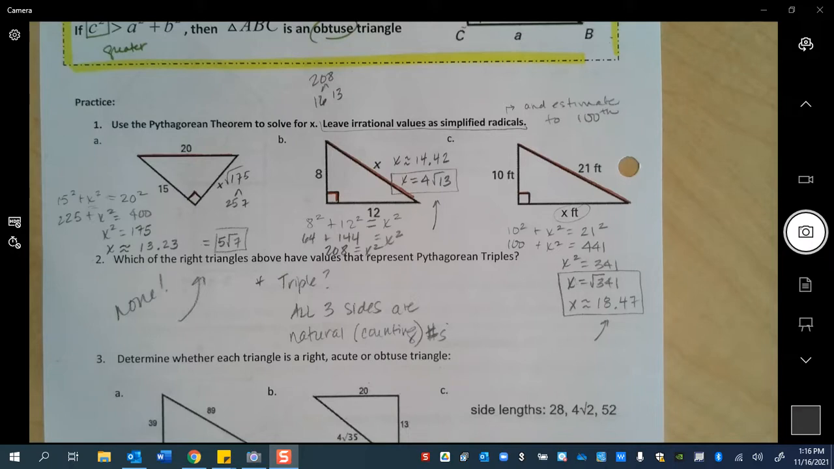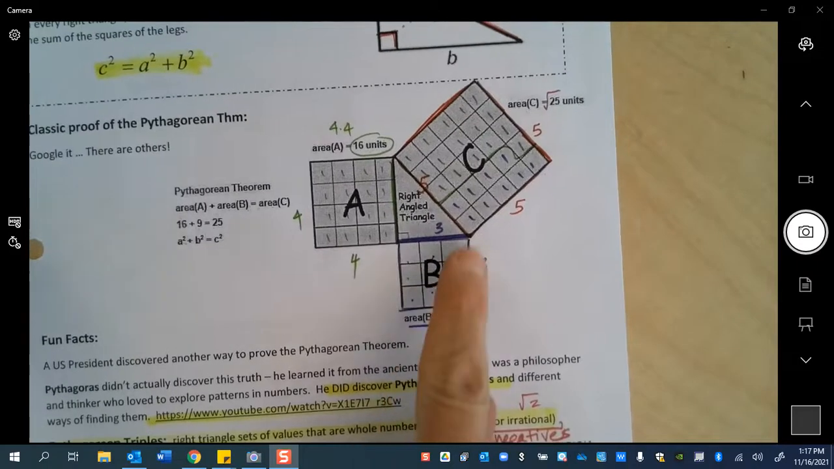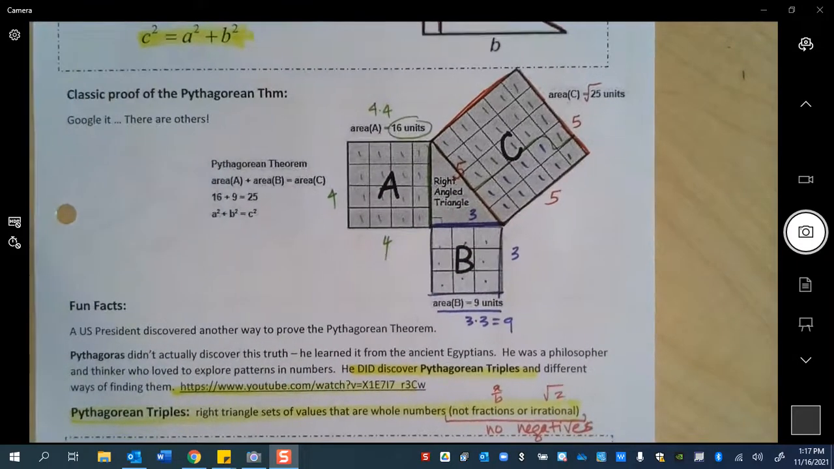You didn't learn to count to 0. Nobody said to you, how many cookies would you like? And you said 0. You always started with counting 1, right? So we call them your counting numbers. You start with 1, your 1 shoe, 2 shoes, right? So your counting numbers are going to be your whole values, only positives, no negatives, no fractions, no irrational numbers, and no zeros. That's what we call a Pythagorean triple. The most famous Pythagorean triple is this one right here, our 3, 4, 5 triangle.